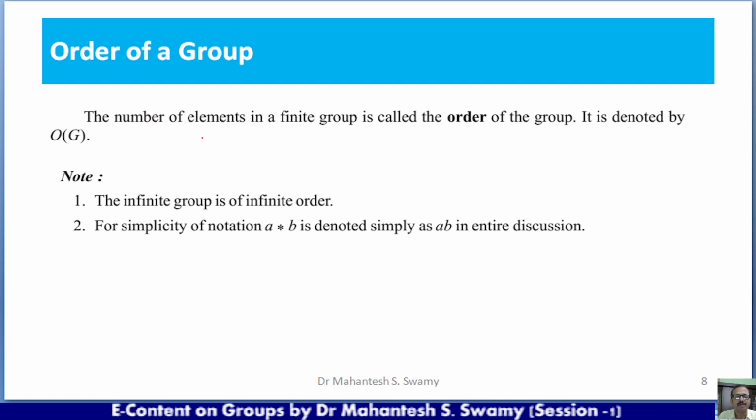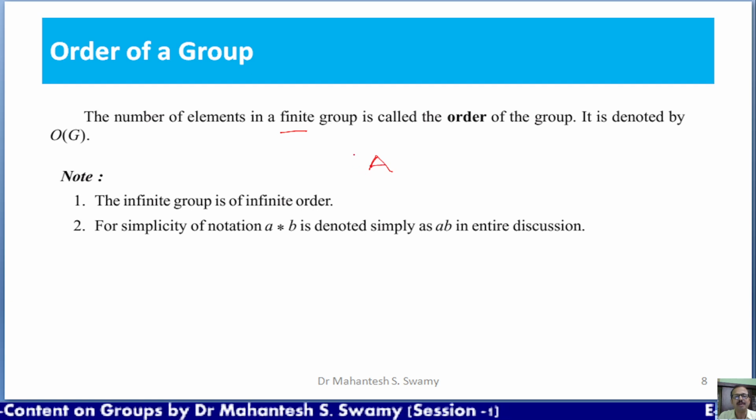Now, another very important concept. In sets, we have defined the number of elements. If A is a given set, the number of elements in that set is called the cardinality of that set. We have denoted it by A enclosed within two vertical bars. So we call this the cardinality of a set, that is, the number of elements in the set.